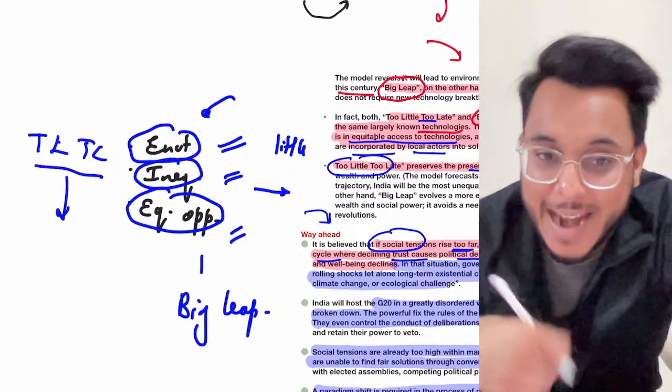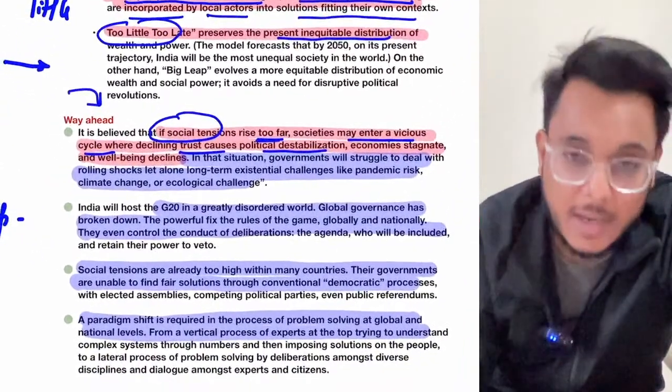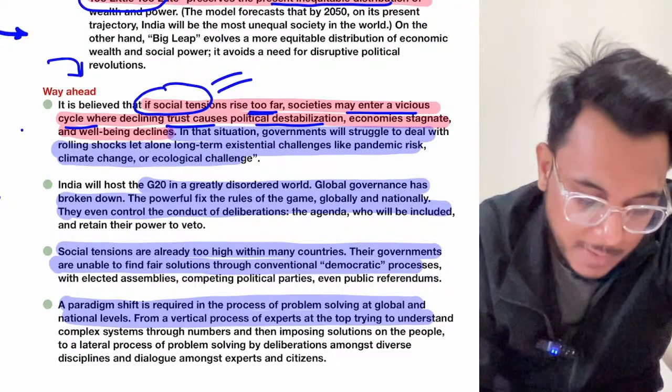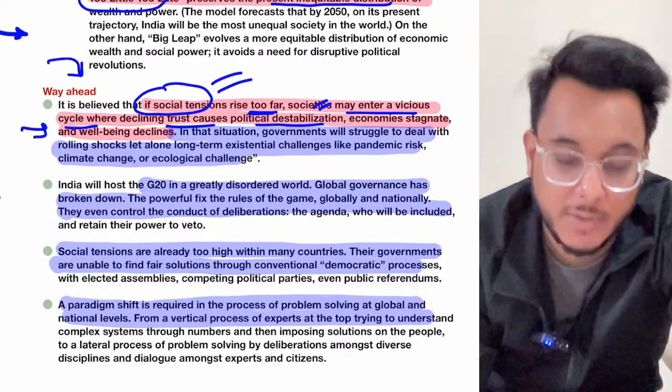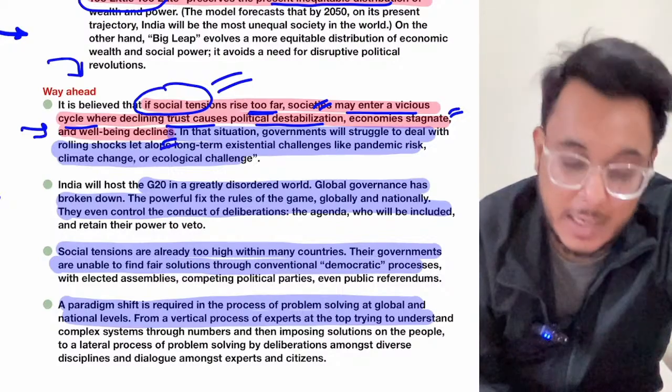Now this particular thing at the end of the day will bring some kind of catastrophe. What will happen? Social tensions will rise, societies will enter a vicious cycle, political destabilization will come, economic stagnation will come, and at the end of the day well-being will decline.